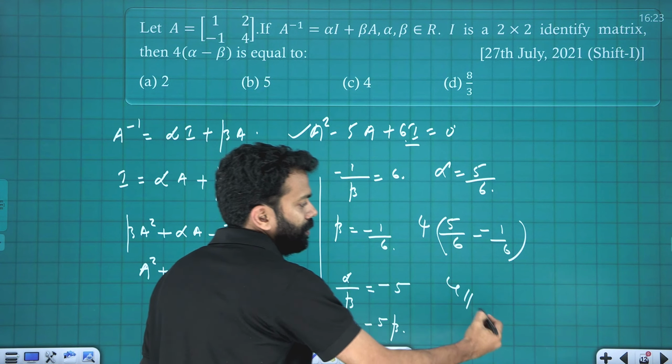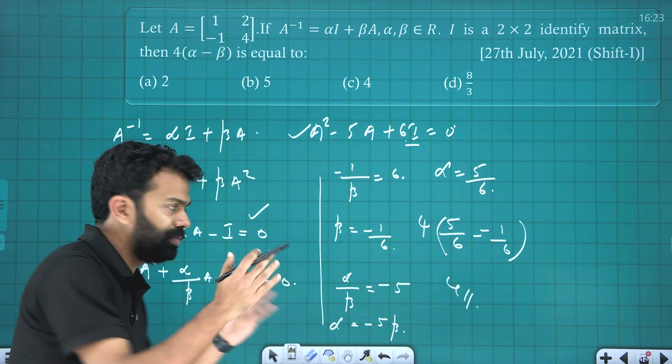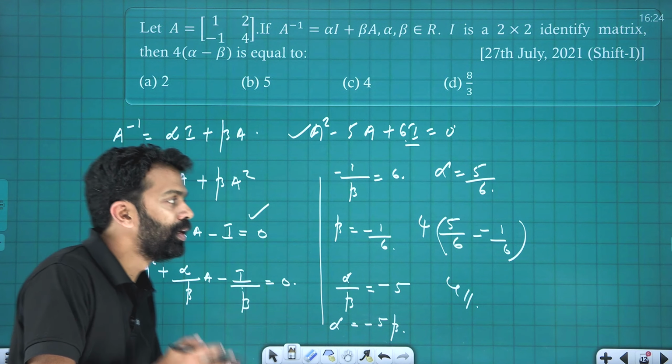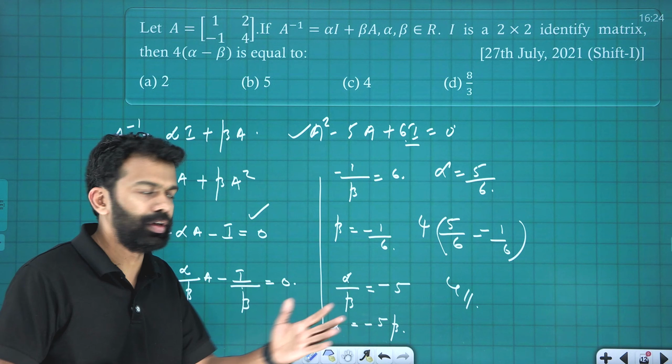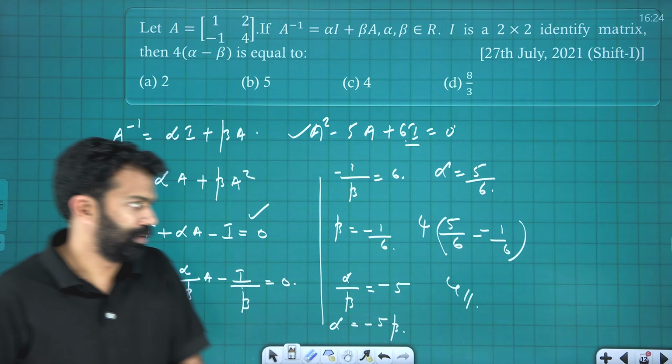4 into 1 is what? 4. Easy one. Okay. As this is the first question, it will require some time for both of us, as I am discussing for you for the first time. That's why it has consumed this much time. In the later questions, it will be somewhat less. Okay. So please keep this equation, both the theorems, very handy. It will be very useful for your upcoming examination.